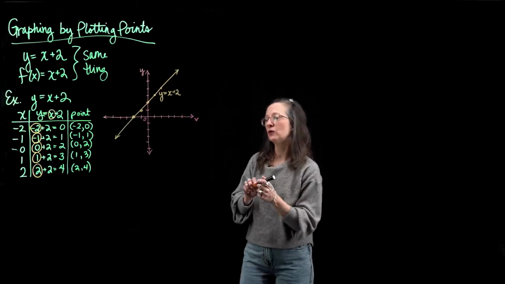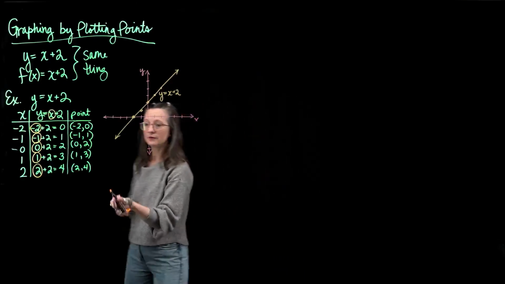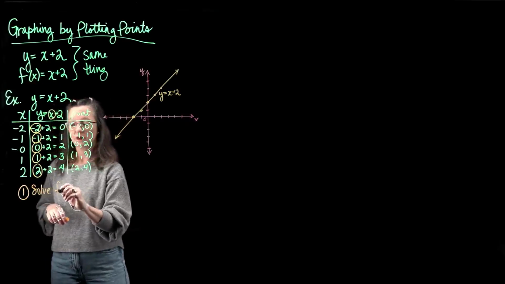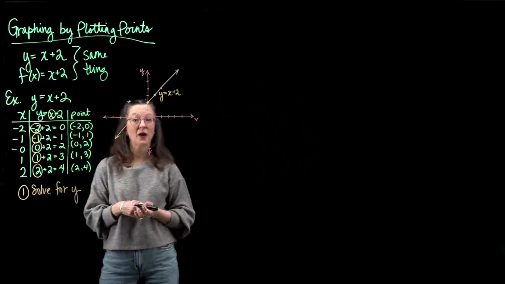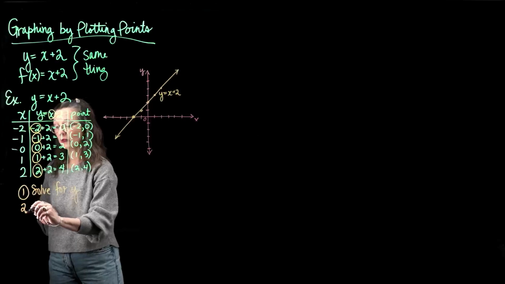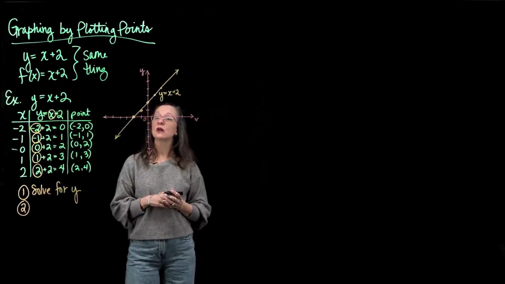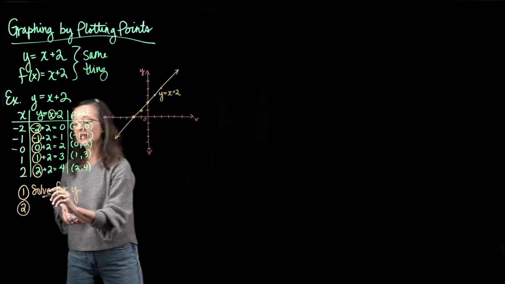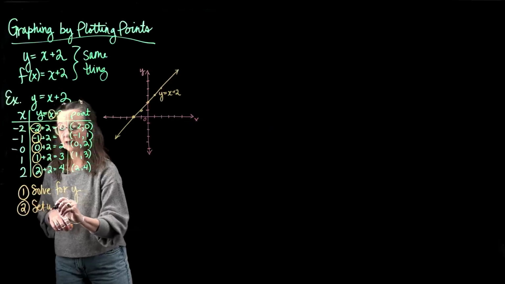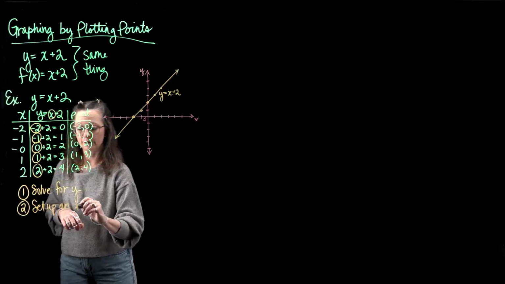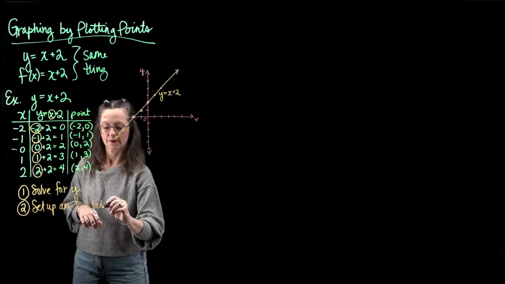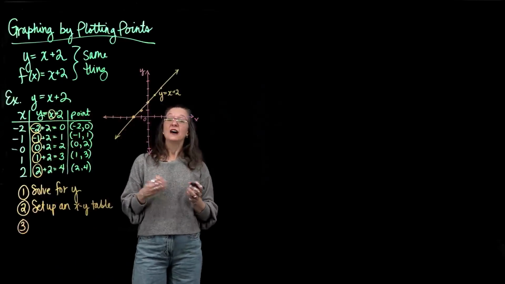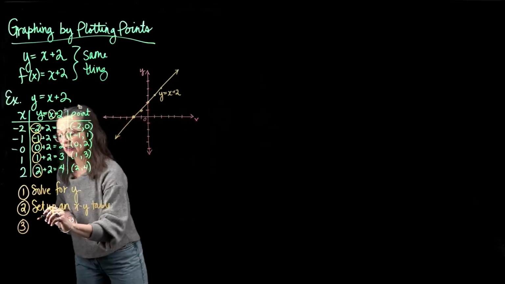So let's write out what those steps are right over here. First thing we're going to do is solve for y. That was already done for us in this problem, but if it wasn't, we would go ahead and do that. And we would use our rules to get y all the way by itself on one side. The second thing I'm going to do is set up an xy table.